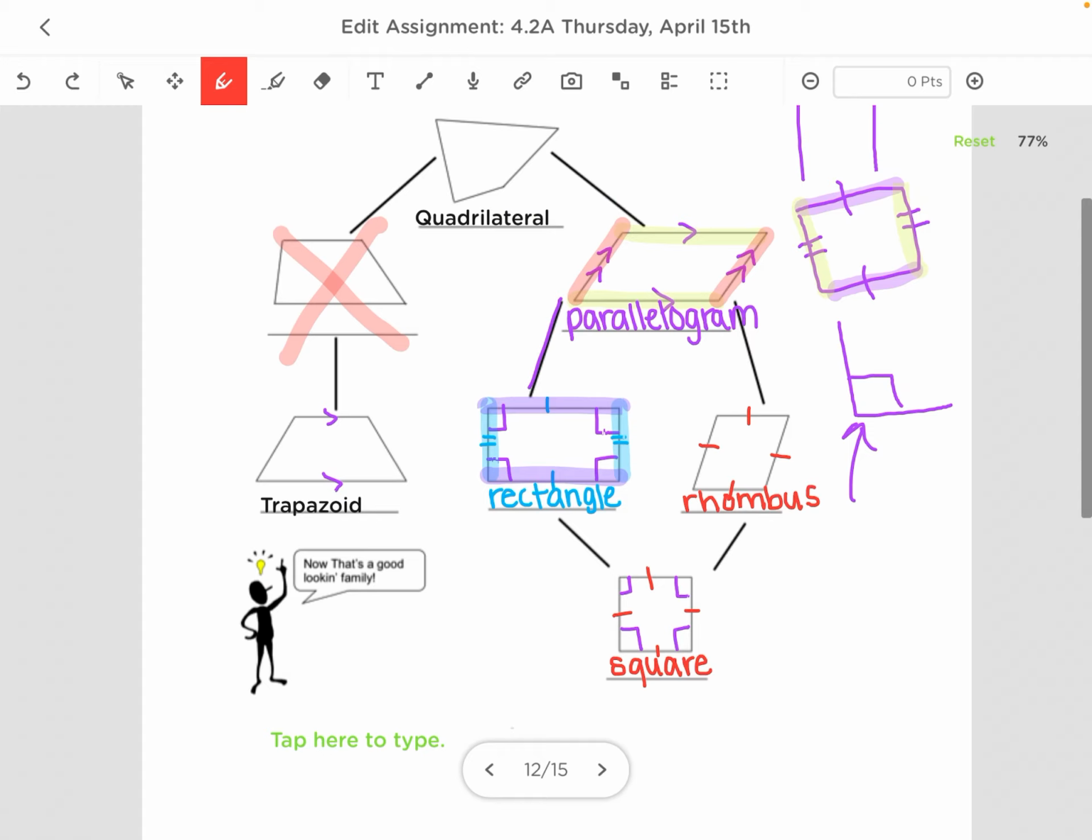So as we continue looking at quadrilaterals, think about how all of these are connected. Parallelograms, rectangle, rhombus, square, and trapezoids. Once you are finished writing all of this out, you can move on to the next activity for today.